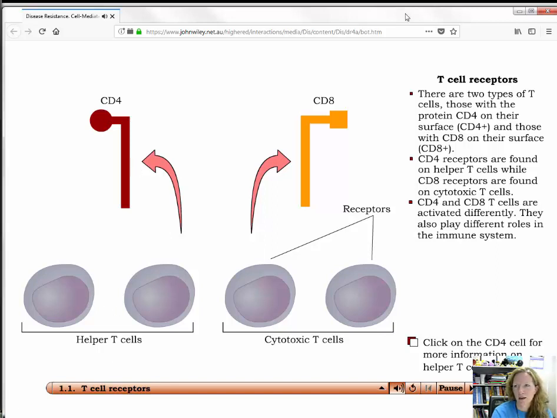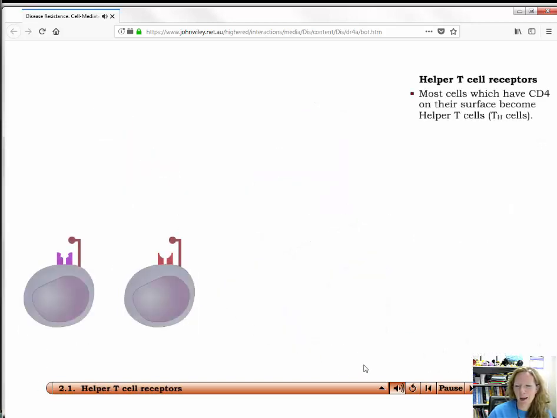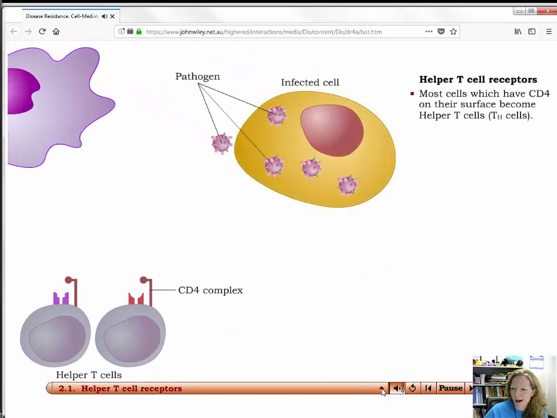Again, it's not letting me do it, but let me see if I can, maybe it'll let me with this. Ah, that's what I needed to do, display my mouse. But see how I clicked on it, and it's going through and walking me through these helper T cell receptors.